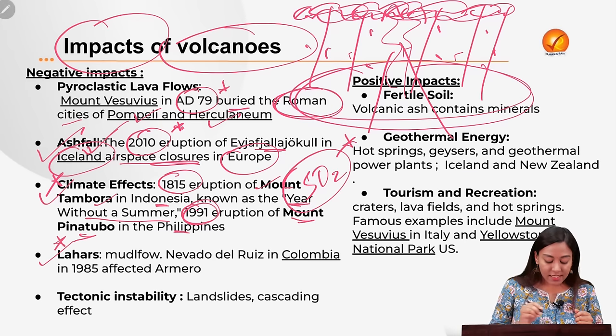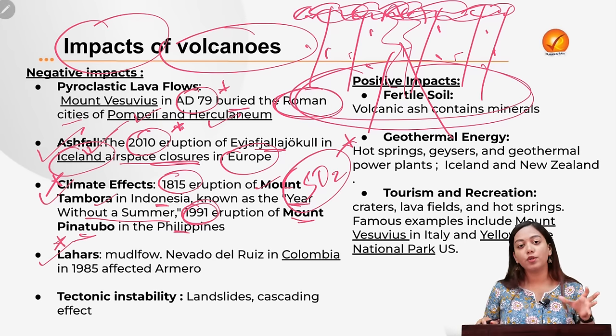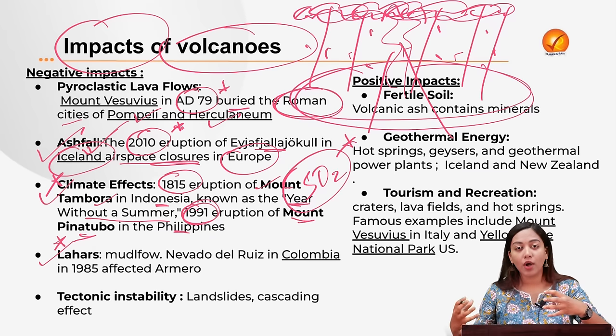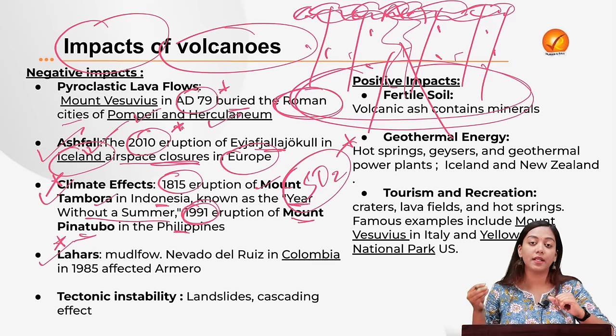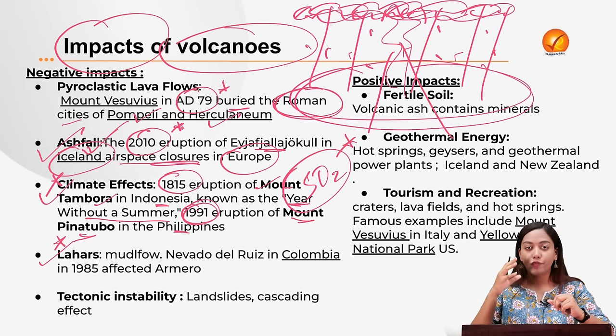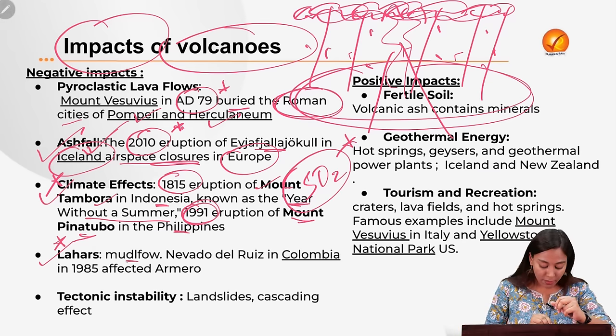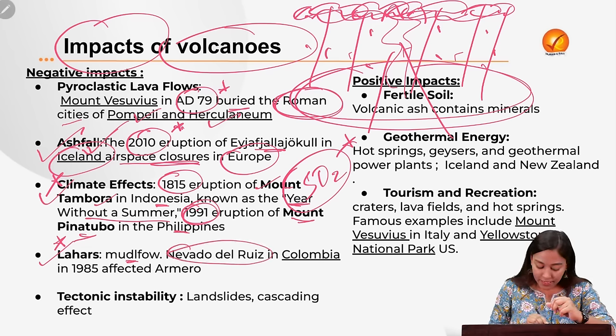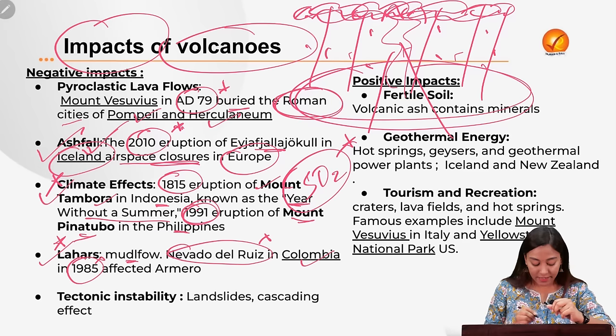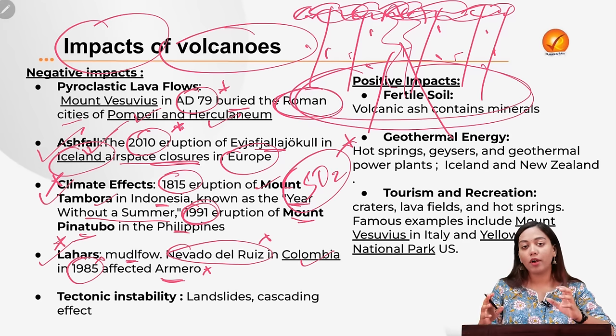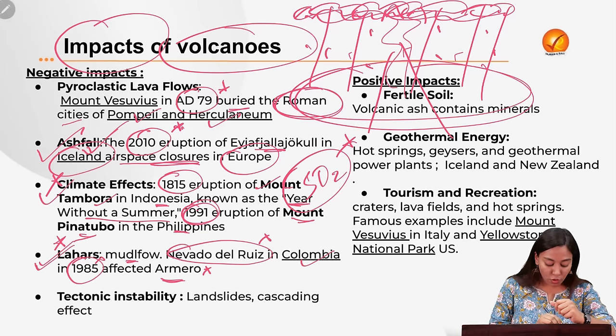The other thing it does is mud flows. Mud flow is where the solid lava along with other fragments of soil and rock gets carried away under the pressure and influence of water, and it flows down the valley, degrading the crops, degrading the infrastructure, etc. This was seen in Nevado del Ruiz in Colombia in 1985, which affected a city called Armero, and it got completely degraded and took multiple years to rejuvenate. So it leads to huge economic losses.